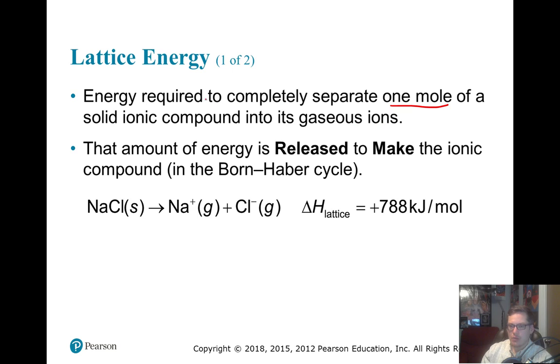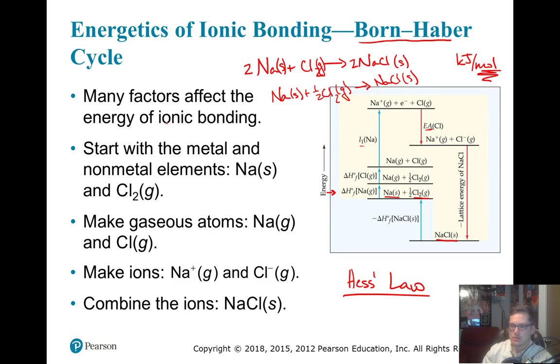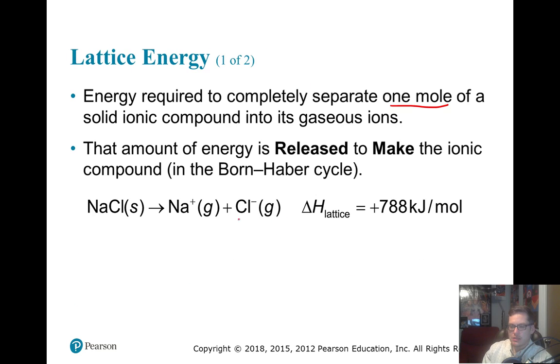All right, 1 mole of a solid ionic compound into its gaseous ions. So we're starting with the solid ionic compound and we're converting it into its gaseous ions. So here, these are the gaseous ions, right? They're ions and they're gases, and then there's our lattice energy. But notice that it's defined as converting this into this. So that's why we've defined it as negative right there. All right, and so that amount of energy is released to make the ionic compound in the Born-Haber cycle.